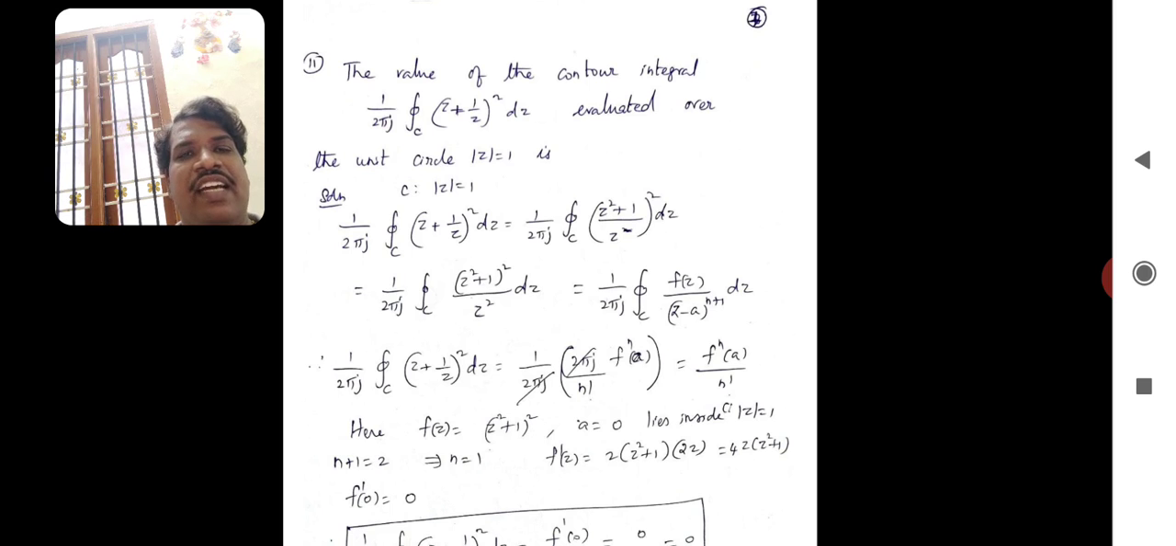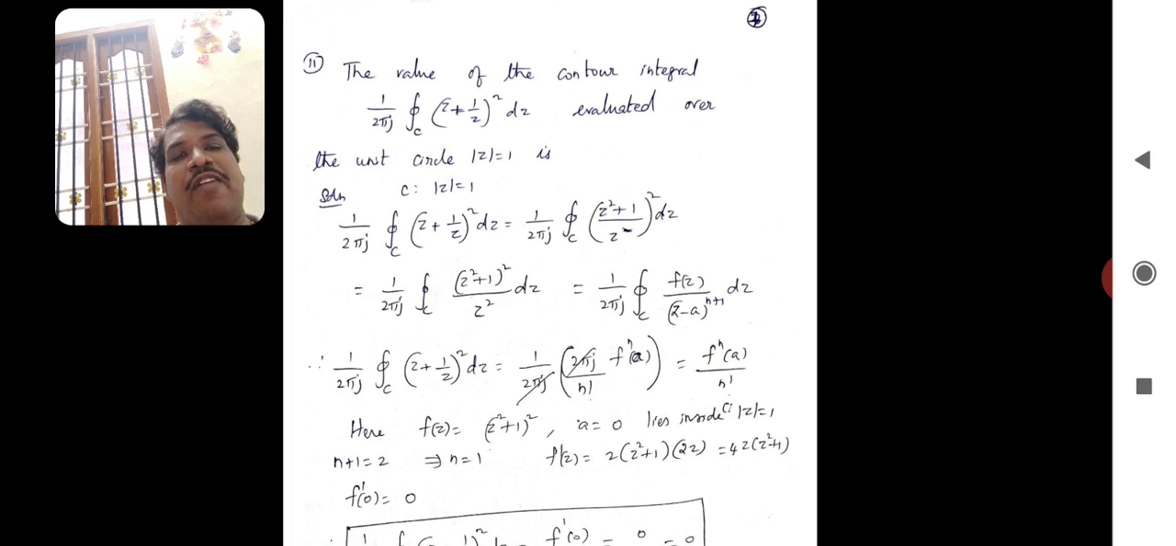You take the given integration 1 by 2 pi j integration over C, z plus 1 by z the whole square into dz, which equals 1 by 2 pi j integration over C. I can rewrite the given function in the integration by taking LCM. I will get z square plus 1 by z the whole square into dz. Again we can apply the square for the numerator and the denominator separately. So I will get 1 by 2 pi j integration over C, z square plus 1 the whole square by z square into dz.